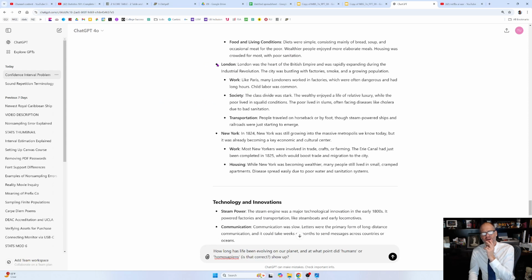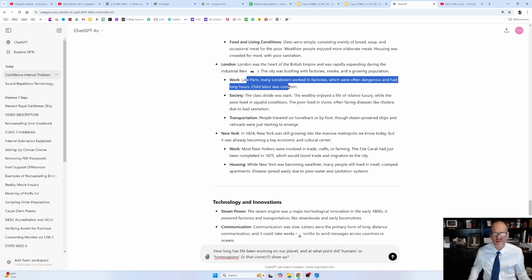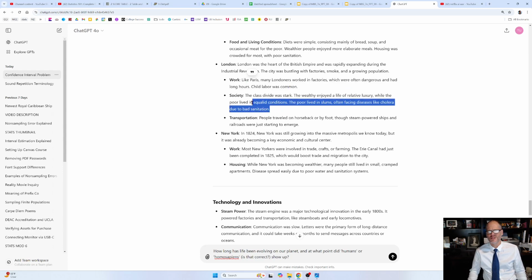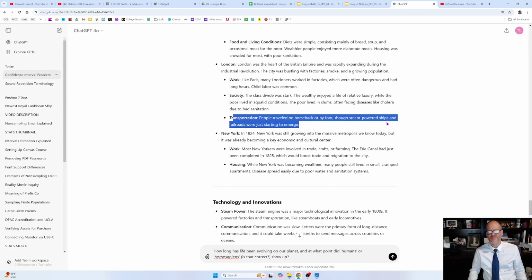London was the heart of the British Empire and was rapidly expanding during the Industrial Revolution. The city was bustling with factories, smoke, and growing population. Like Paris, many Londoners worked in factories, which were often dangerous and had long hours. Child labor was common. The class divide was stark. The wealthy enjoyed a life of relative luxury, while the poor lived in squalid conditions. The poor lived in slums, often facing diseases like cholera due to bad sanitation. People traveled on horseback or by foot, though steam-powered ships and railroads were just starting to emerge.